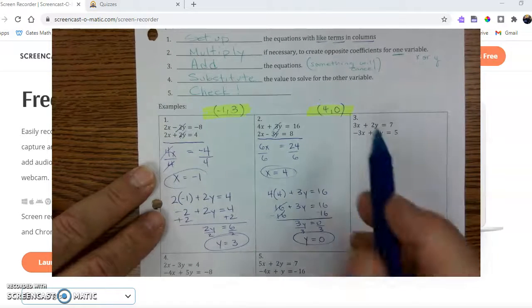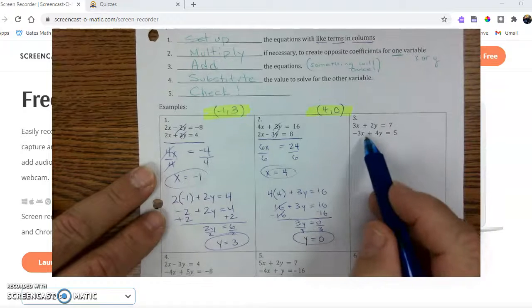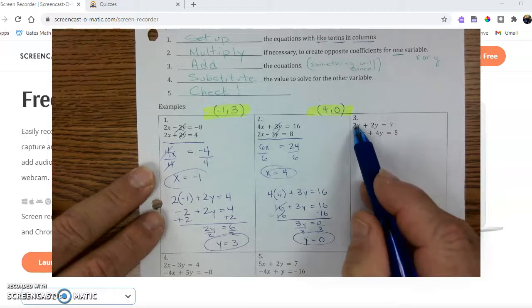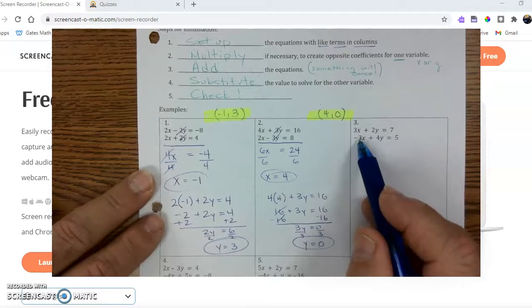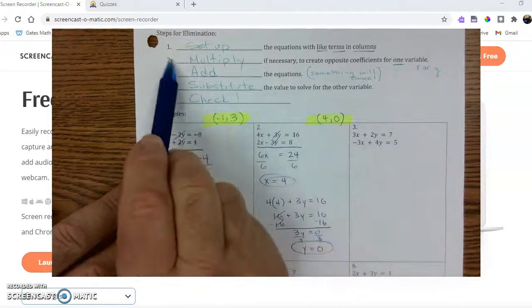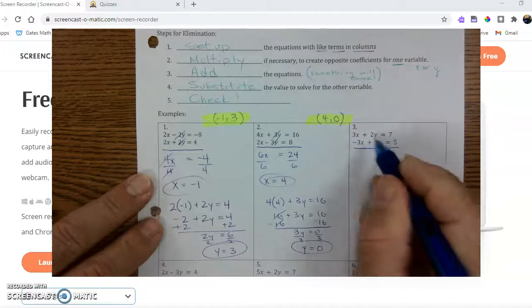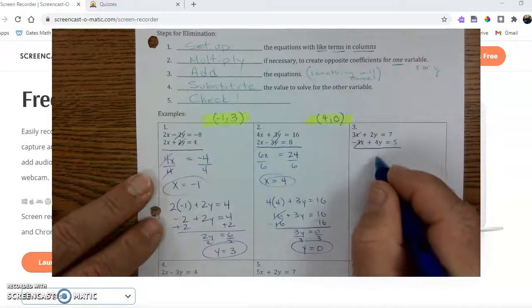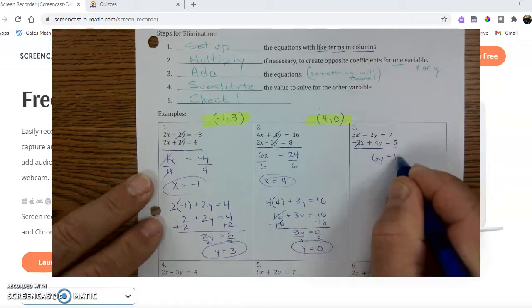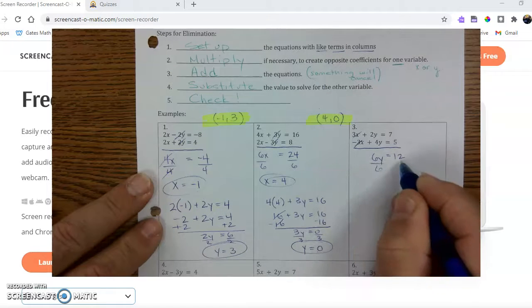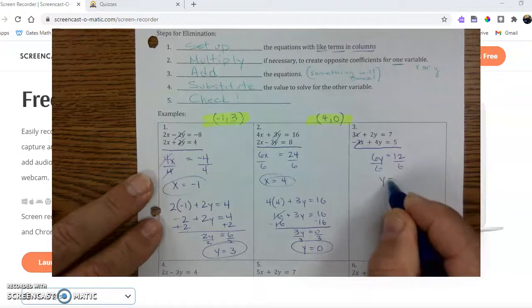Well, here we are. We're back at number 3. The x's are lined up, the y's are lined up, the constants are lined up. I have a positive 3x and a negative 3x, so step 1 and step 2 are also done for me. So I go to step 3, which is to add the equations. 6y equals 12. Divide both sides by 6. Y equals 2.